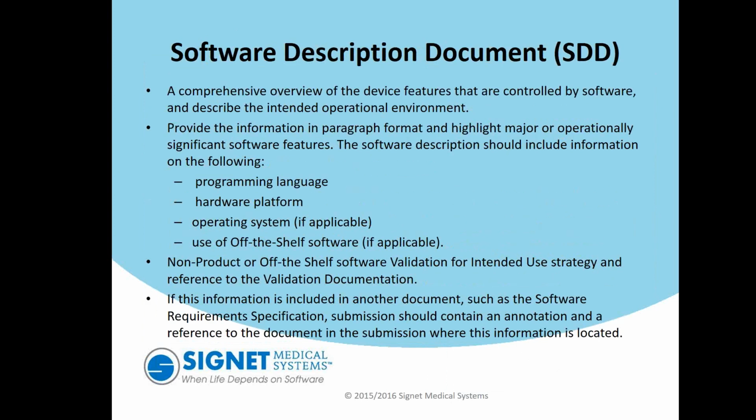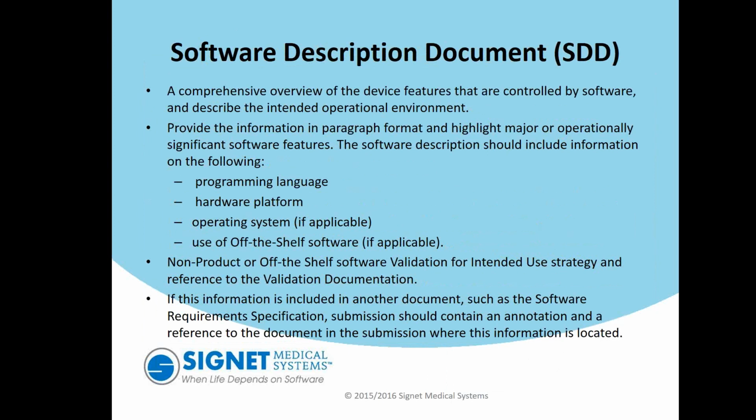So this is where you start getting into a little bit more of the engineering of the software. You start talking about the software description document, and this is a comprehensive overview of the device features that are controlled by software. And you need to describe the intended operational environment as you do. So some of the things that you'll find in a software description that should be there are the programming language, the hardware platform, the operating system, if applicable, and any use of off-the-shelf or SOUP software that you will be using.